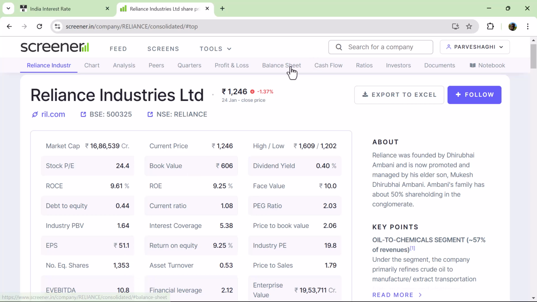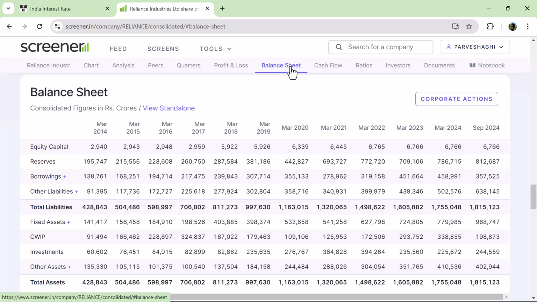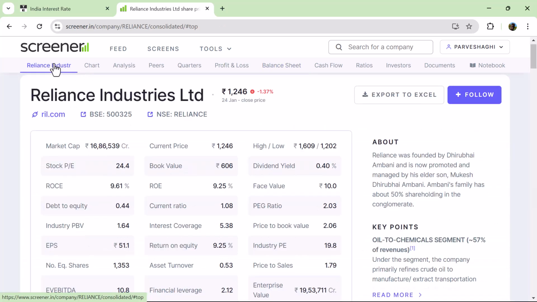Now coming to the borrowing position, it was 1,38,000 crores in 2014, and now it is 3,57,000. So the company needs more and more money; the company has to borrow. So let's understand how it stands on borrowing. The debt to equity ratio is 0.44, which means 0.44 paisa of debt for 1 rupee of equity, which is quite healthy. It has to be below 1 for a company to be in a very comfortable situation, particularly companies which are very capital intensive.